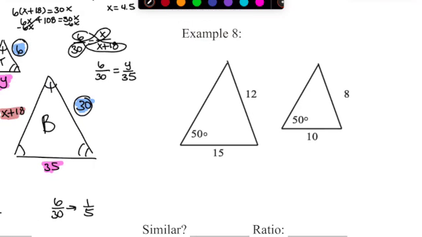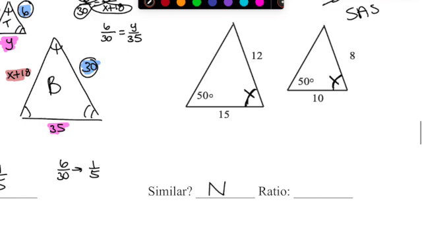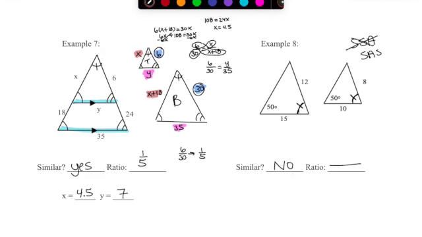When you look at example 8, you are only given a couple of pieces of information. You're given an angle and two sides. So we have to look to see if we have side angle, or side angle side. Side angle doesn't prove similarity either. We are looking specifically for side angle side. And if you look at these two triangles here, this angle would have to be here in order for us to be able to use side angle side. So unfortunately, we cannot say that these triangles are similar, and then there's not going to be a ratio.